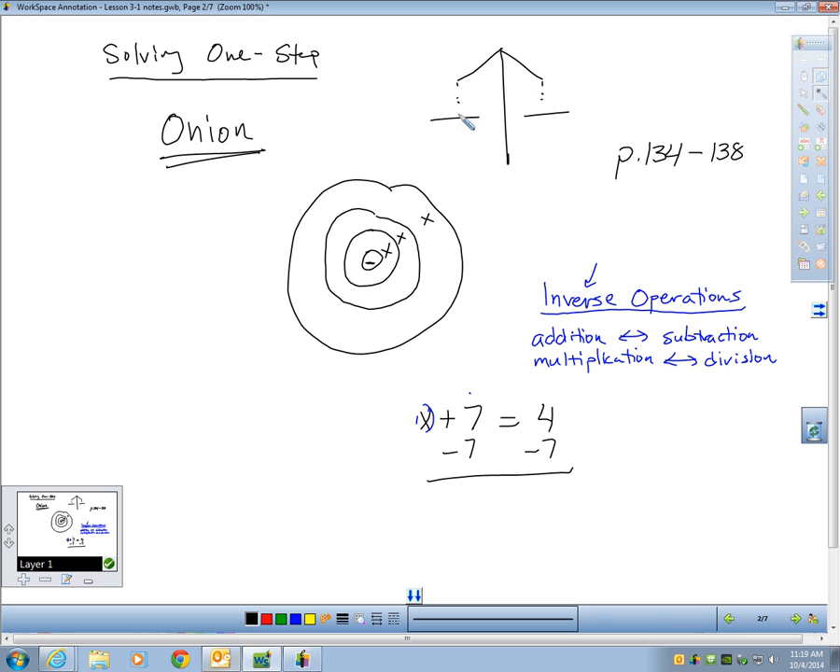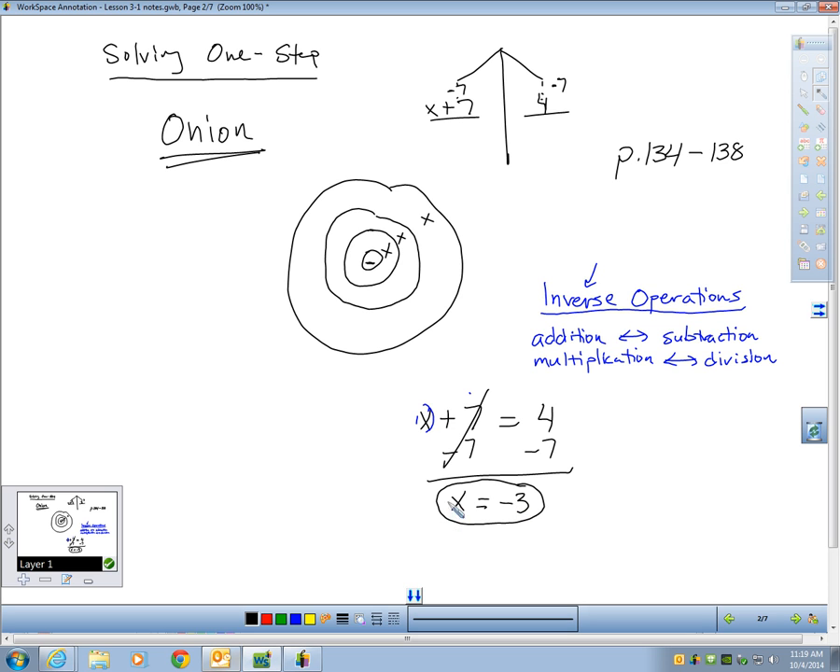So right now on my balance scale, x plus 7 on the left is equal to 4 on the right. If I decide to take away 7 from this side of the scale, I have to go over here and do the same thing, or else my scale becomes unbalanced. So you notice down here I'm taking away 7 from each side. When I do that, plus 7 minus 7 cancel out, and I still have x on the left, and 4 minus 7 is negative 3 on the right, and there's my answer.